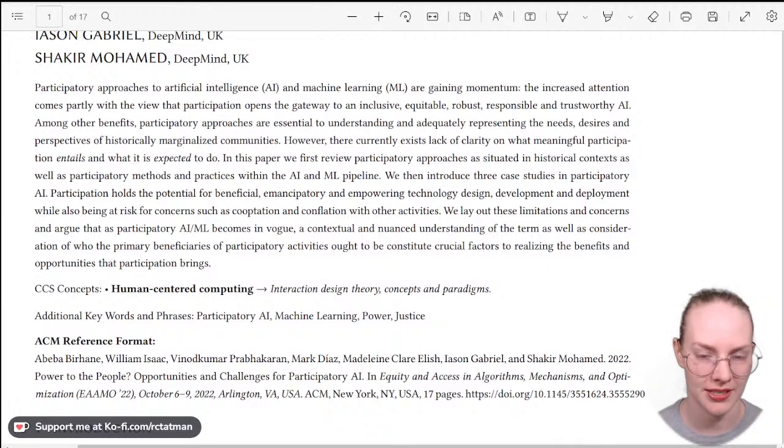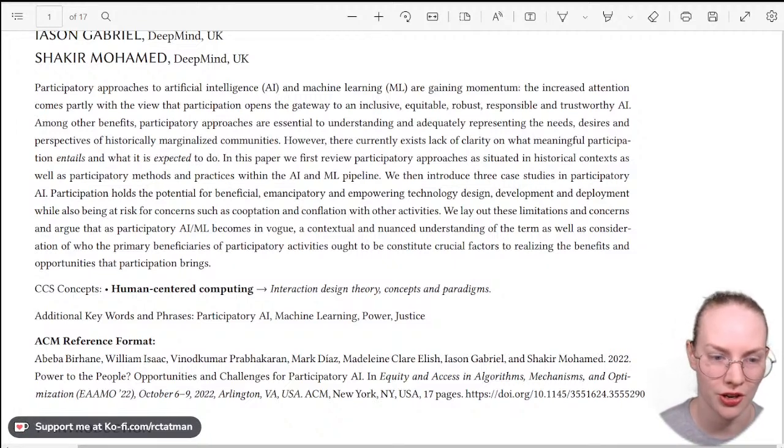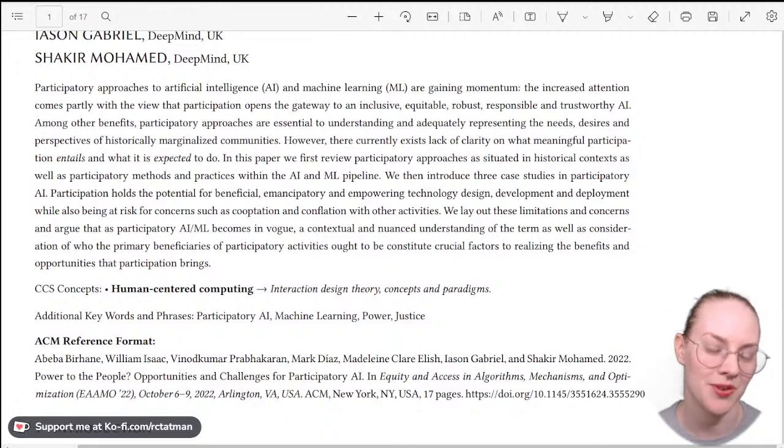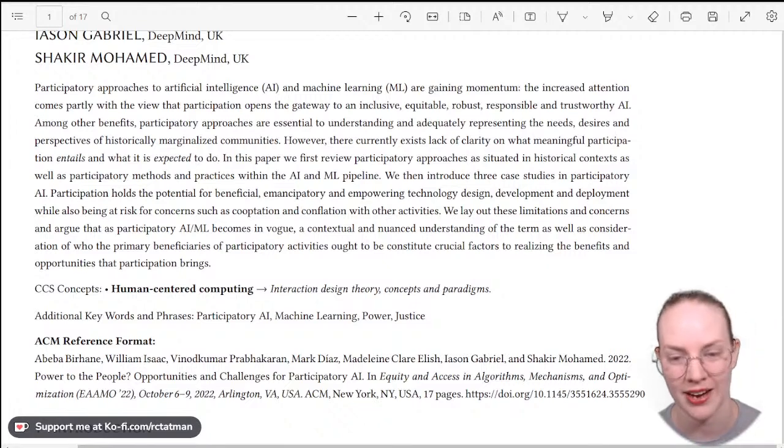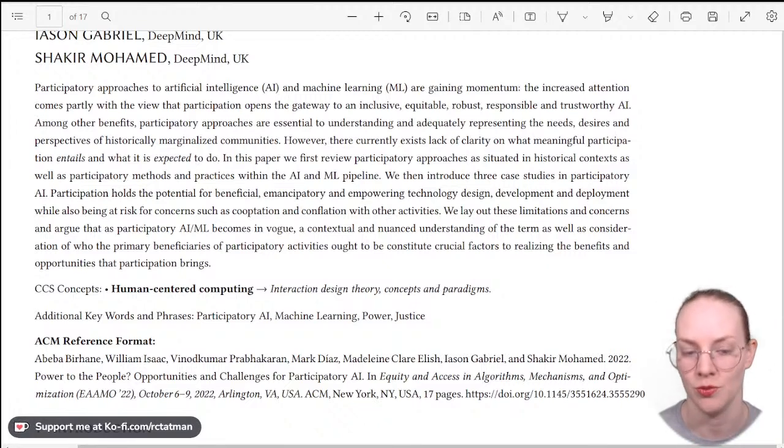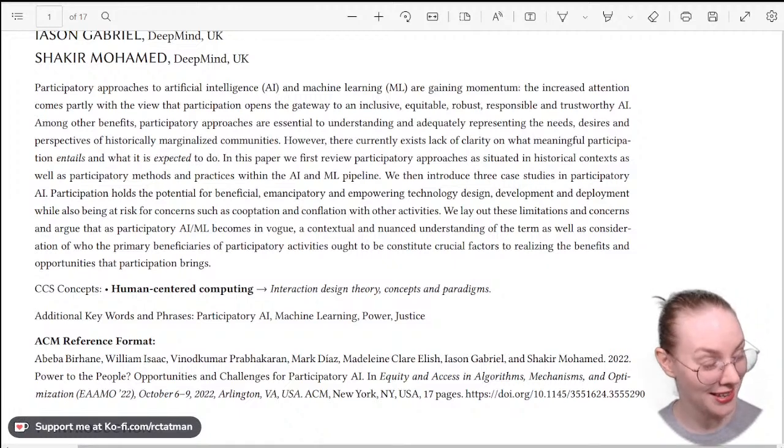Anyway, so it's a discussion of this as an approach, with case studies. Participation holds the potential for beneficial, emancipatory, and empowering technology design, development, and deployment, while also being at risk for concerns such as co-option and conflation with other activities. We lay out these limitations and concerns and argue that as participatory AI/ML becomes in vogue, a contextual and nuanced understanding of the term, as well as consideration of who the primary beneficiaries of the participatory activities are, ought to constitute critical factors to realizing the benefits and opportunities that participation brings, right? So basically, who has a say, who's involved in the process of building systems, who benefits from it. If you're involving a bunch of people in building systems, are you maybe doing secondary stuff with their data that you may or may not be telling them about?